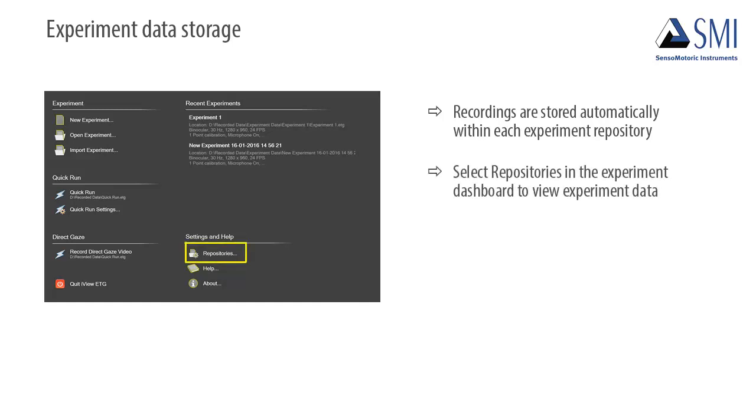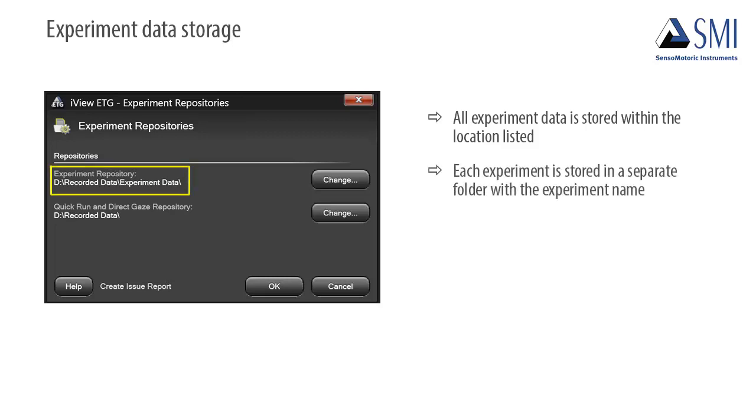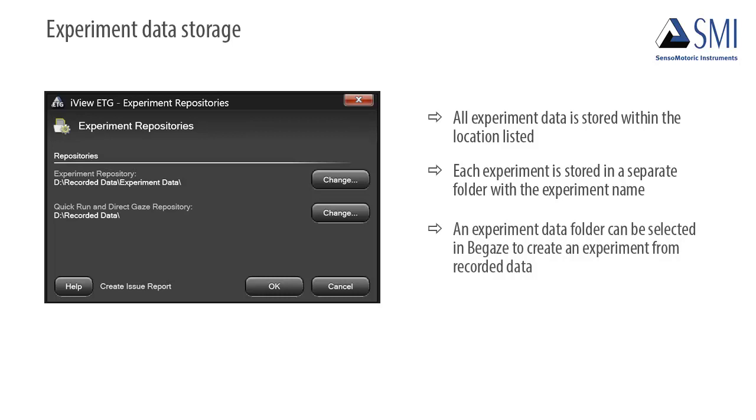Select repositories in the dashboard to view data from an experiment. Once an experiment has been recorded, experiment data is stored within the repository location listed. Data is stored within a separate folder that uses the experiment name. An experiment data folder can be selected to create that experiment within BGaze using recorded data.